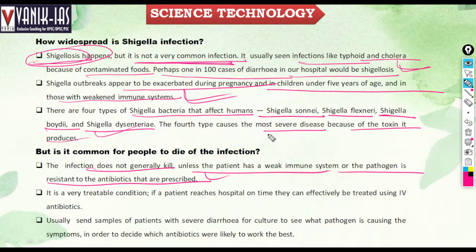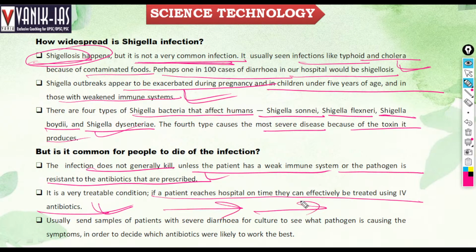It is a very treatable condition if the patient reaches the hospital on time and it can be effectively treated using IV antibiotics. See, antibiotics will solve the problem. It will also create the problem of antimicrobial resistance. Doctors usually send samples of patients with severe diarrhea for culture to see what pathogen is causing the symptoms, in order to decide which antibiotics work best.